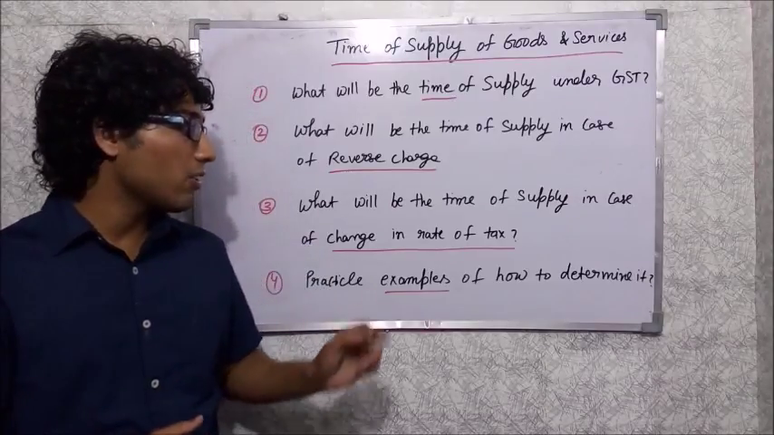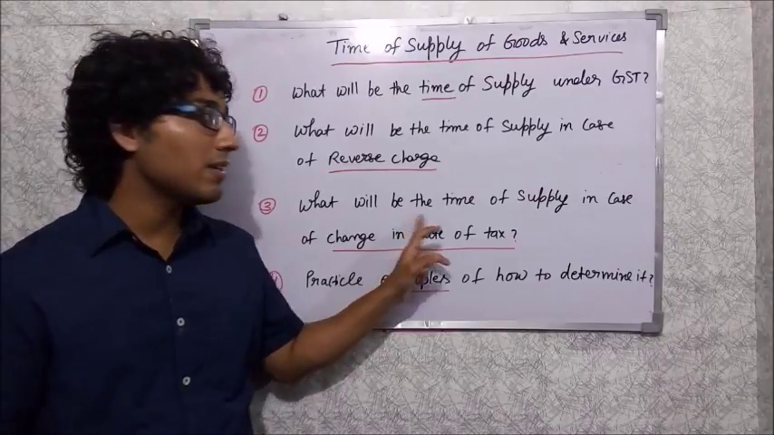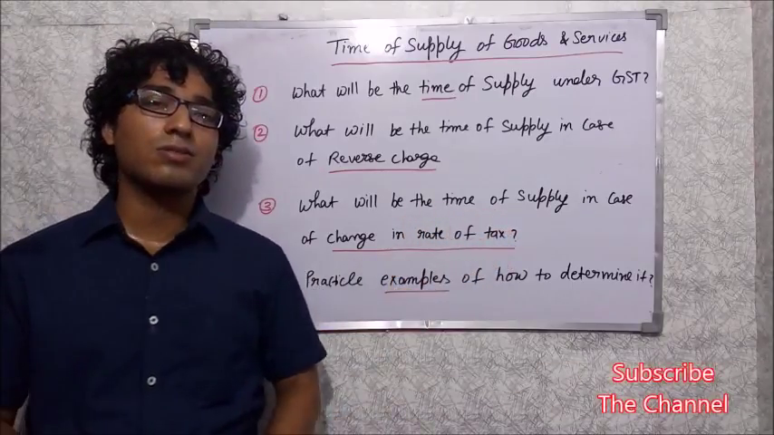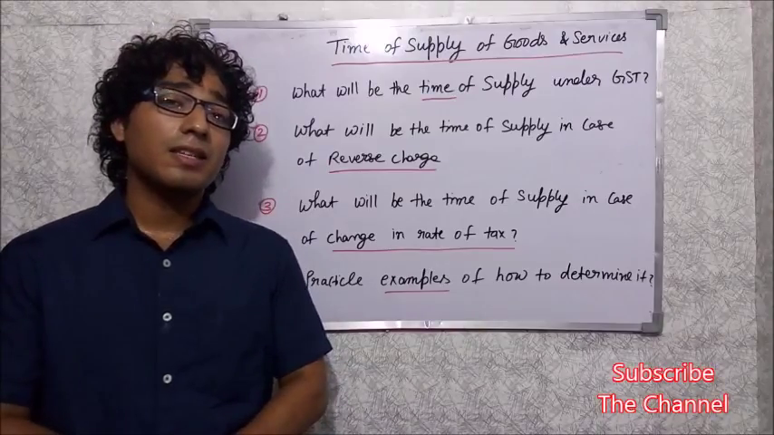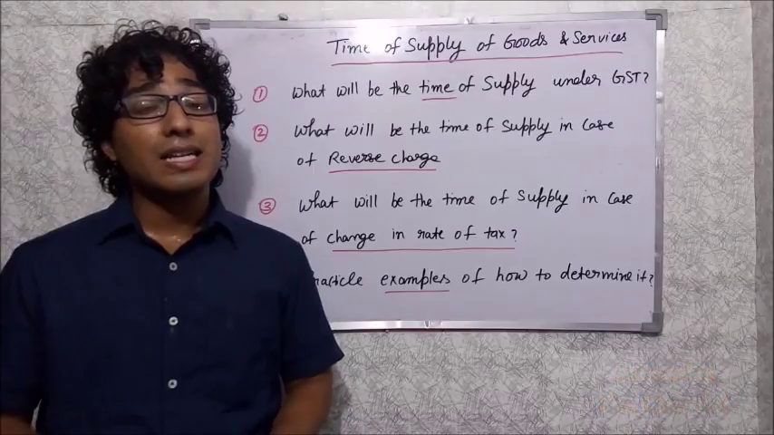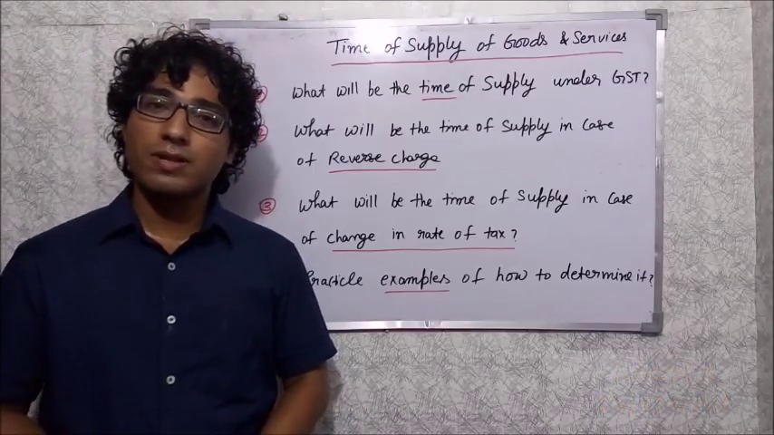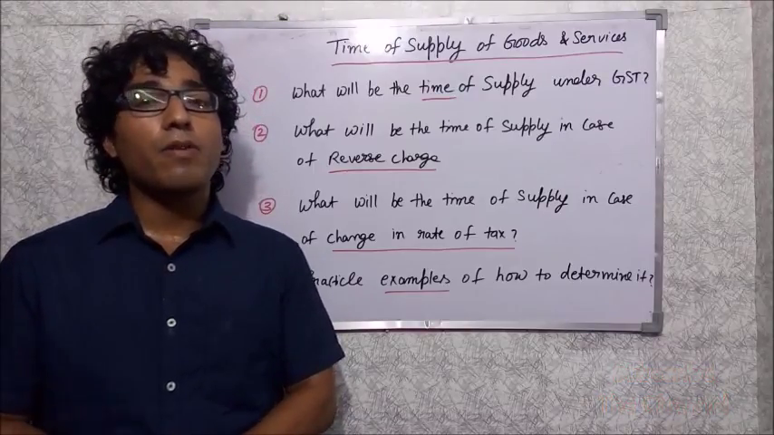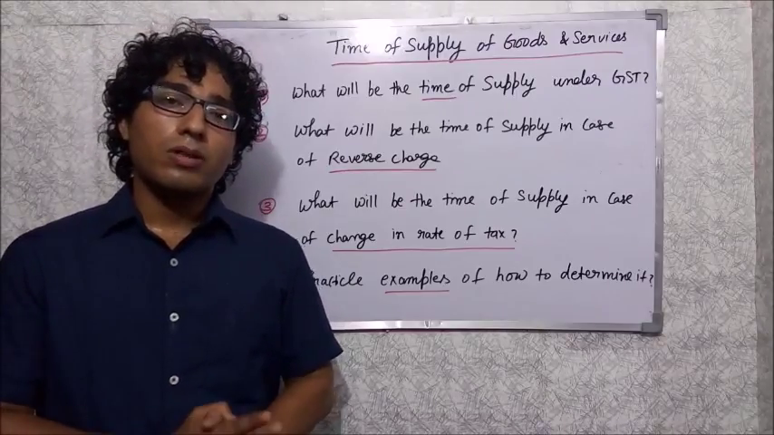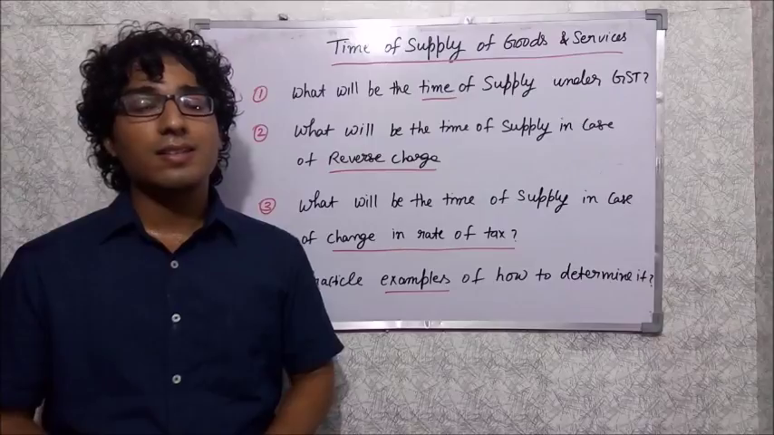And then we will take the Q&A on what exactly will be the time of supply in case of a change in the rate of tax. If there is a change in the rate of tax under GST, then how can you determine the time of supply of goods or services, and under which rate do you have to pay the tax under GST? We will discuss this topic in this Q&A series.